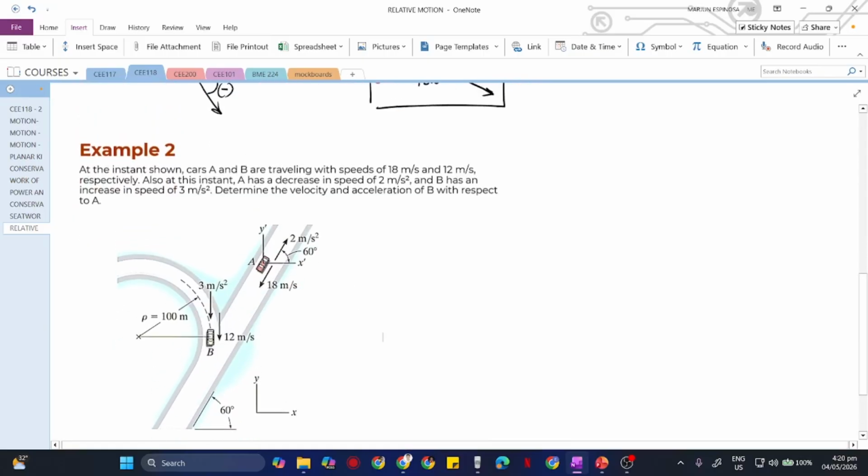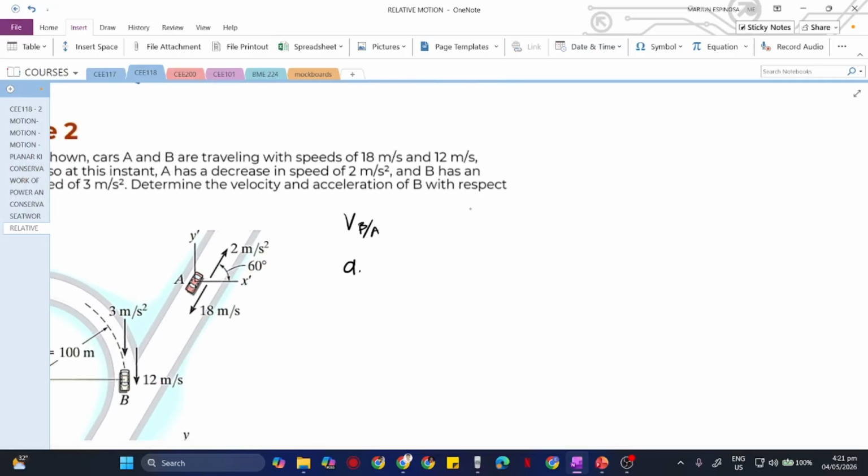So, example number 2. At the instant shown, cars A and B are traveling with speeds of 18 meters per second and 12 meters per second respectively. Also at this instant, A has a decrease in speed of 2 meters per second squared, that is deceleration, and B has an increase in speed, acceleration, of 3 meters per second squared. Determine the velocity and acceleration of B with respect to A. So, the velocity of B with respect to A, and also the acceleration of B with respect to A.